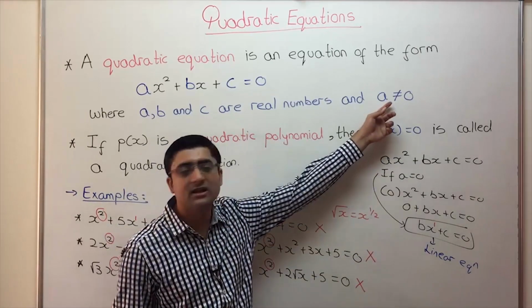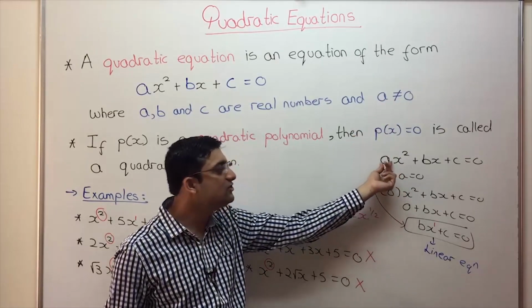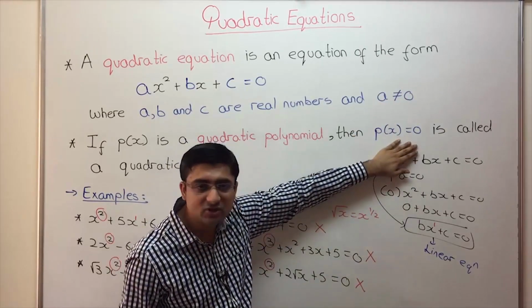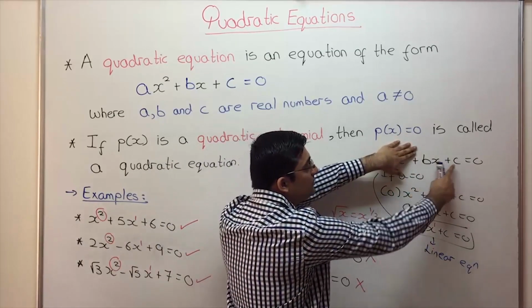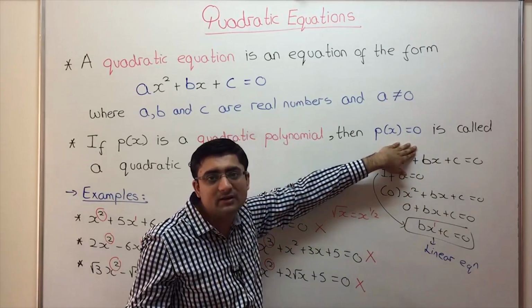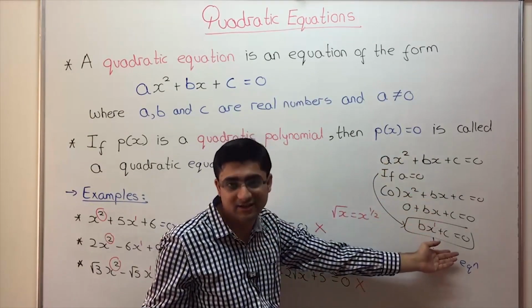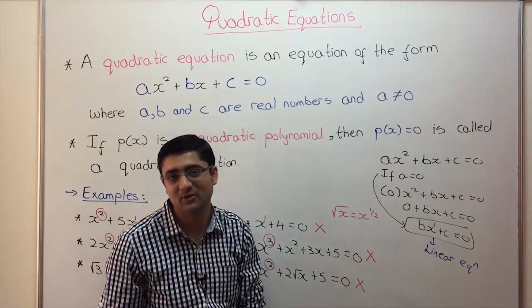I repeat, why can a not be equal to 0? See, a is the coefficient of x square. If the coefficient of x square becomes 0, this term is gone, so we're left with bx plus c is equal to 0. So what is the power of x over here? 1. So highest power of the variable now is 1, but for a quadratic we need 2. So if a becomes 0, we get a linear equation. Hence, a cannot be equal to 0.